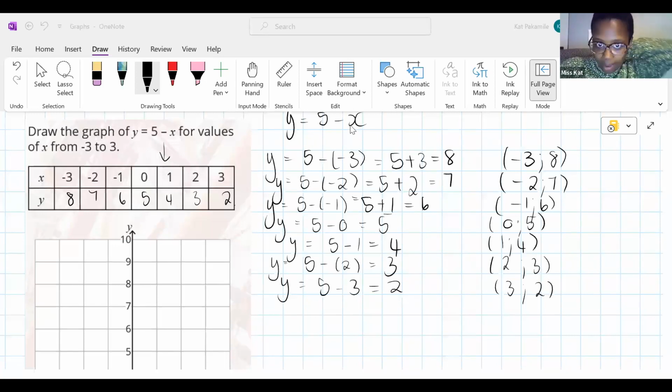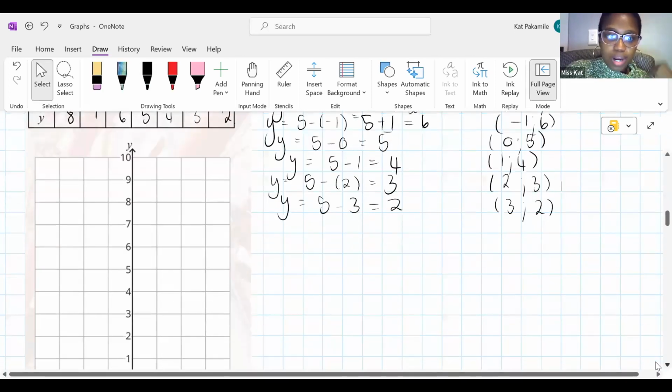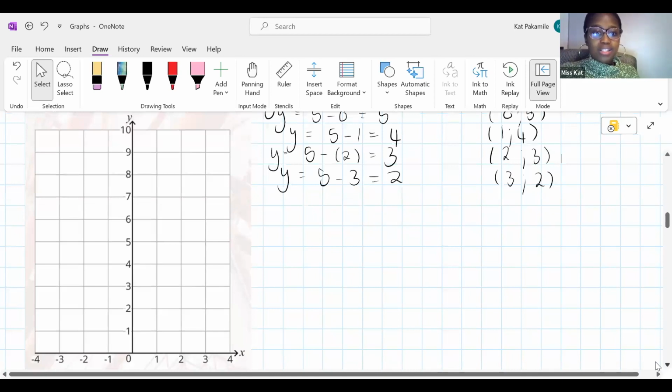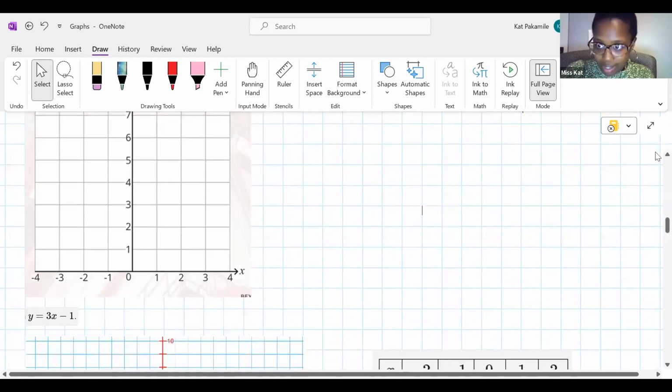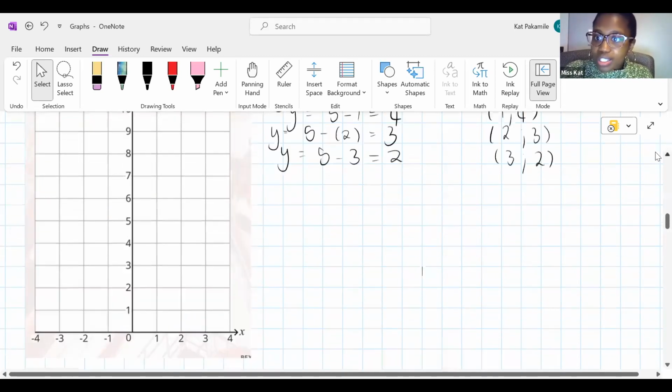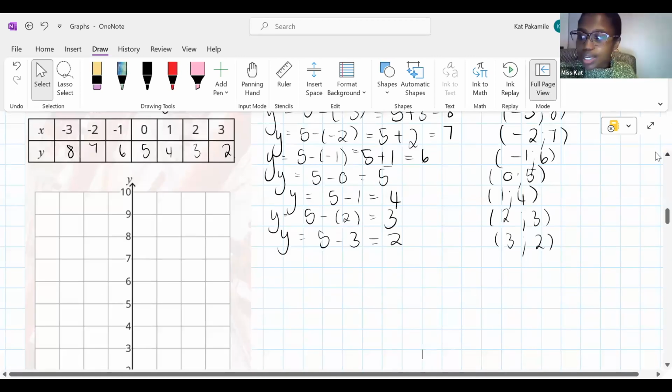Okay, guys, so now we have our coordinates, right? We just learned how to plot coordinates, so let us go and plot them. All right, this is, again, your Cartesian plane. In this case, we didn't draw the negative part of the y because we don't need it. If you look at your y coordinates, they are all positive, so you do not need to draw the negative part of the y. Okay, let's plot our points.